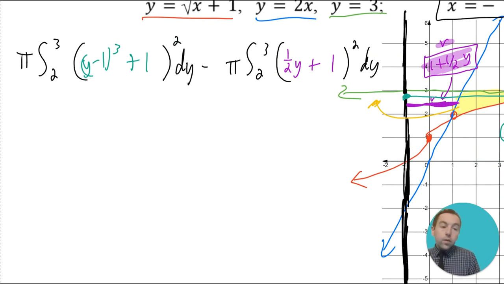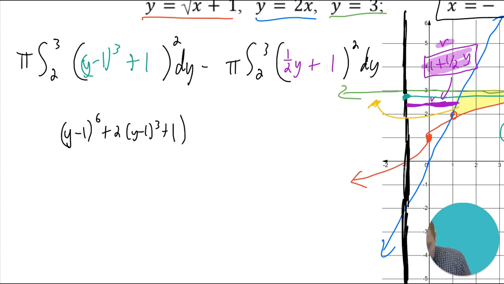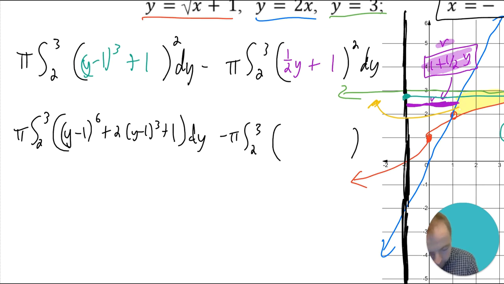Once you then have these integrals set up and you FOIL out, you're going to have y minus 1 to the 6 plus 2 times y minus 1 to the third plus 1, that you'll have to anti-differentiate and then continue evaluating from there. And then here, your expanded integrand would be 1/4 y squared plus y plus 1.